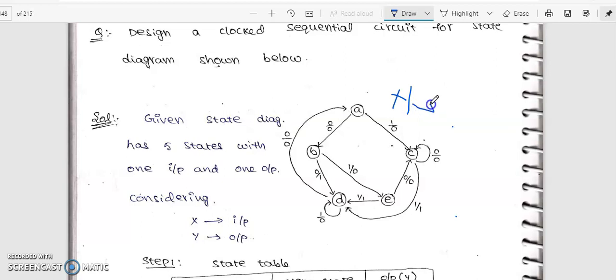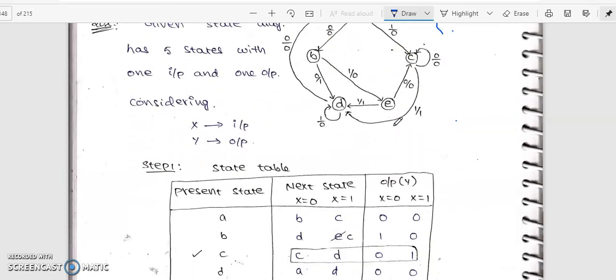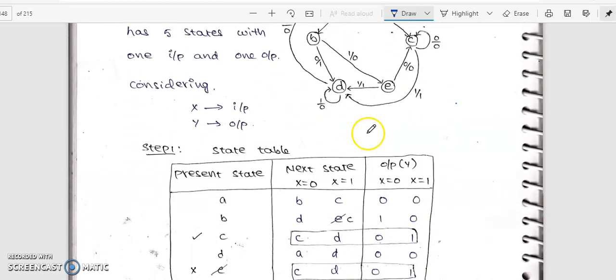We know that A, B, C, D are the states. So now output y depends on the state as well as the input change, so the circuit is called a Mealy circuit. Here it is going from A to B when x is equal to 0, and it is going from A to C when x is equal to 1. You can see that.